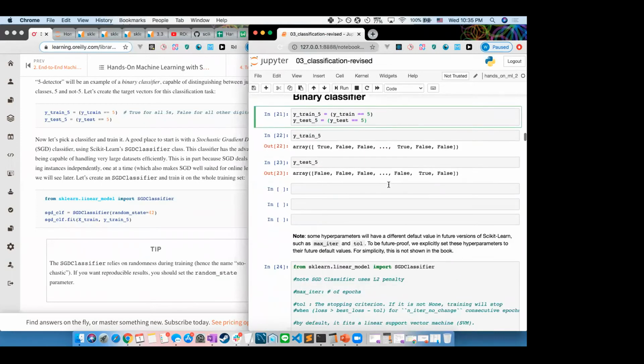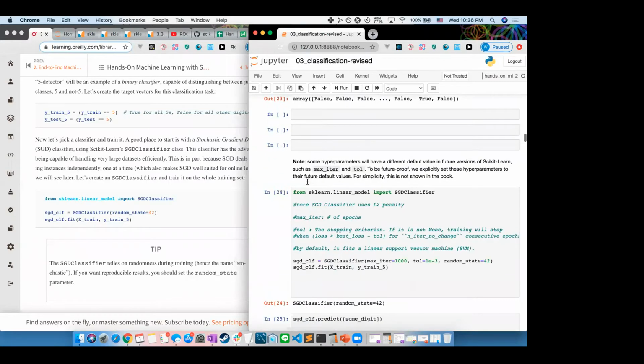Okay. Then we'll start from here. And if you just type in y_train == 5 again, if it's 5, it would just be true. If it's not 5, it's false. And same thing with the test.